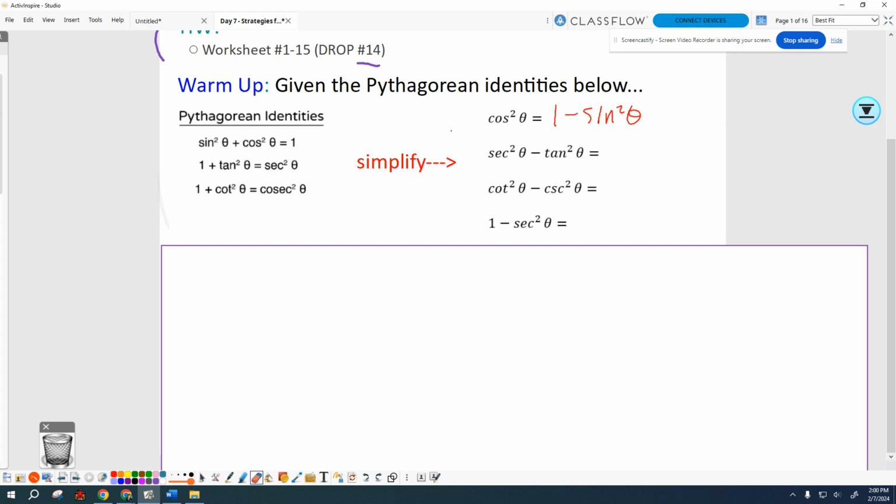Maya, looking at these identities, which one has a secant squared in it? The top, the middle, or the bottom? The middle, okay. Israel, using the one in the middle, what do I do to get that? Subtract tangent squared from both sides. So secant squared minus tangent squared is going to equal what? 1.